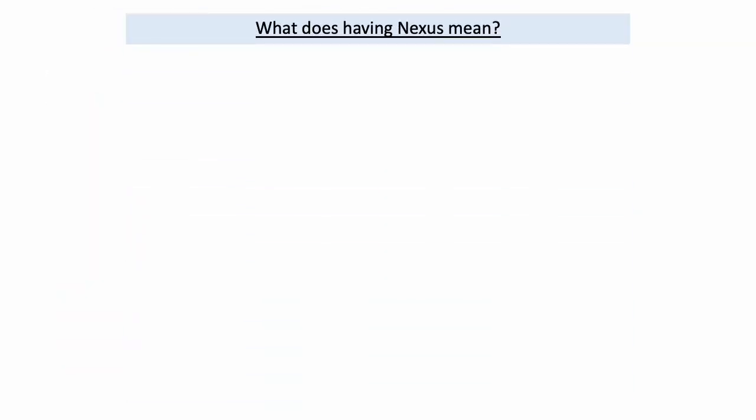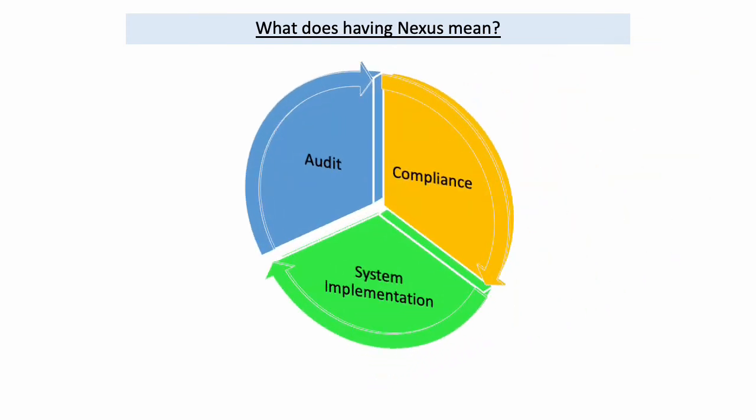So, what does having a nexus mean for your business? If a nexus is established between your business and any state, then you have to be compliant for sales and use tax purposes, which means that you have to collect sales tax on all your sales, and then you have to remit that sales tax collected to the state by filing a sales tax return, which could be monthly, quarterly, or annual, depending on the state and their rules.